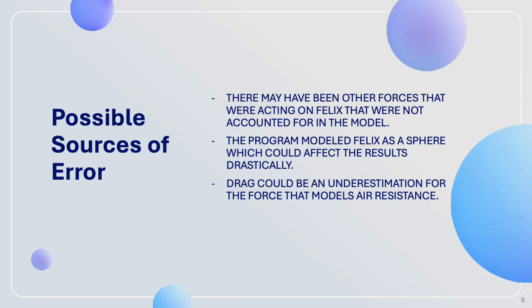Possible sources of error: there may have been other forces acting on Felix that were not accounted for in the model. Here we only accounted for gravity and the drag force. The program modeled Felix as a sphere, which could affect the results drastically because air resistance could have had much more of an effect with the increased surface area of Felix's body. Drag could have been an underestimation for the force that models air resistance.